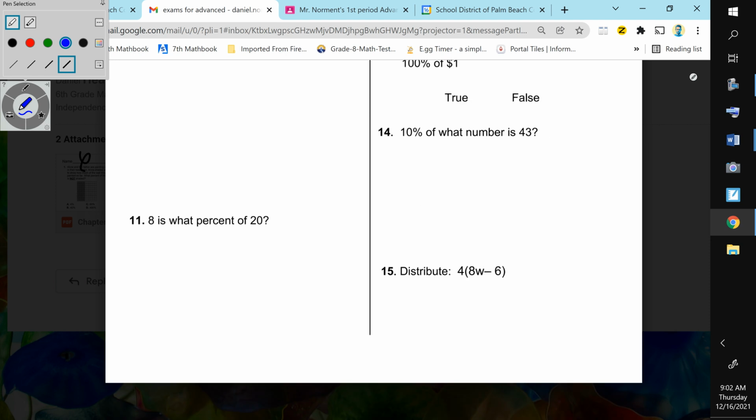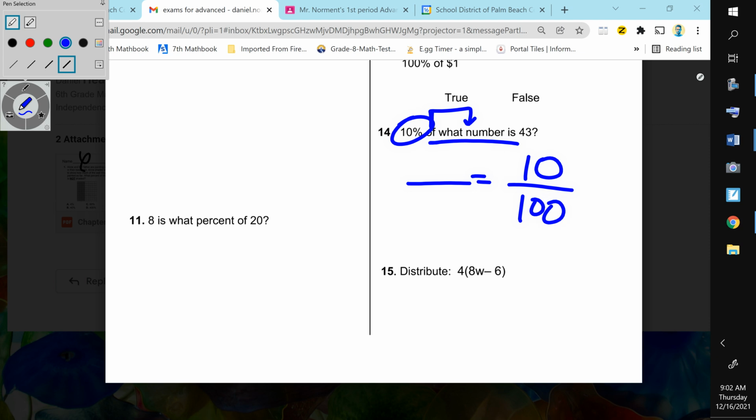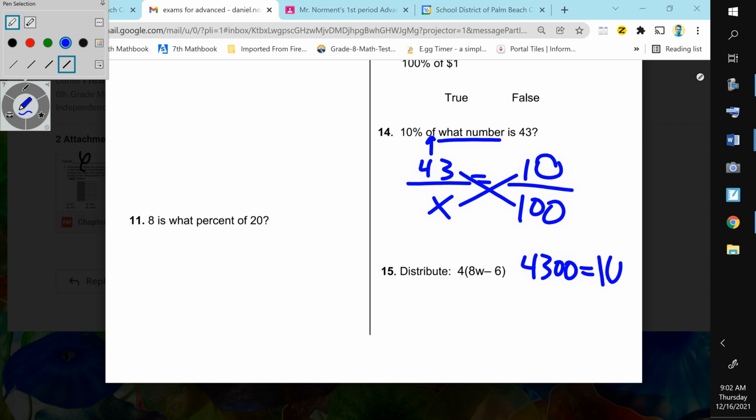10% of what number? Of what number? So when I set this up, my percent is there. There's my 100. Look, there's my "of" what? So I'm going to put an x there, which means 43 goes here. And then multiply. x times 10 is 10x. And then divide by 10. Divide by 10. Now watch this.